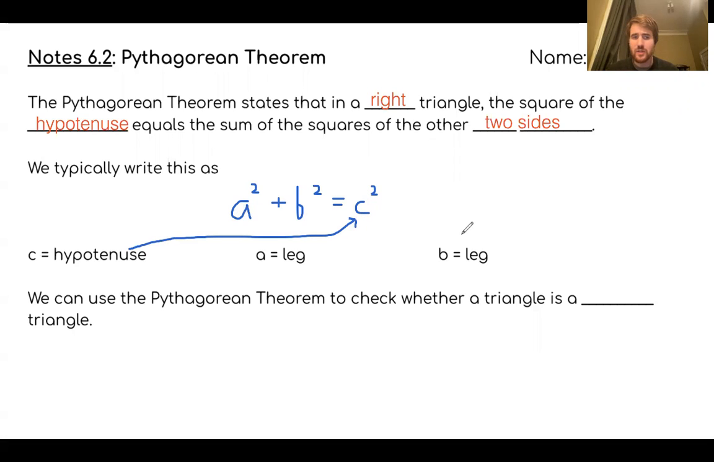And the Pythagorean theorem is useful for two reasons. For one, we can use it to check whether a triangle is a right triangle or not. So we will do that right now. Make sure you've got these down. Pause if you need to, because I will go to the next slide.